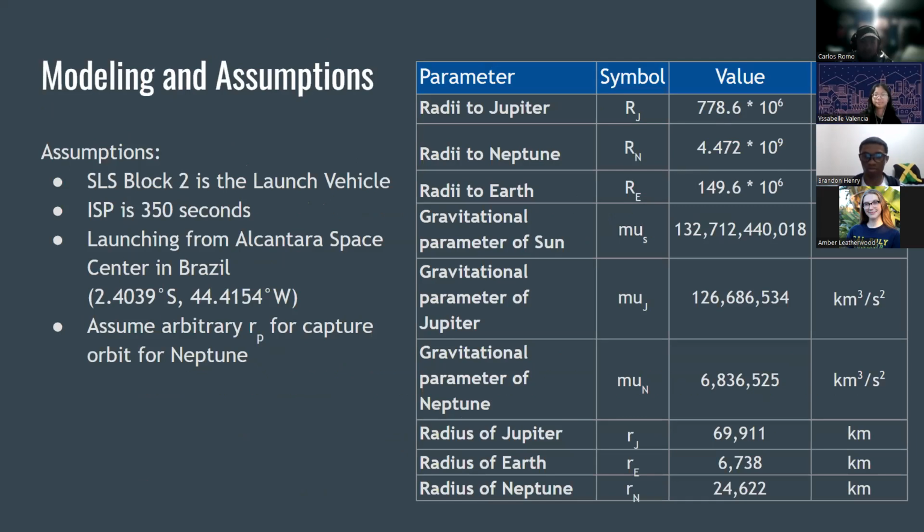So what assumptions did we make? We assumed that we were using the SLS Block 2 launch vehicle, that we had a spacecraft capable of a specific impulse of 350 seconds, that we were launching from the Alcantara Space Center in Brazil, and that we were assuming an arbitrary periapsis radius for the capture orbit of Neptune. And then these are the physical parameters that we used for our calculations.